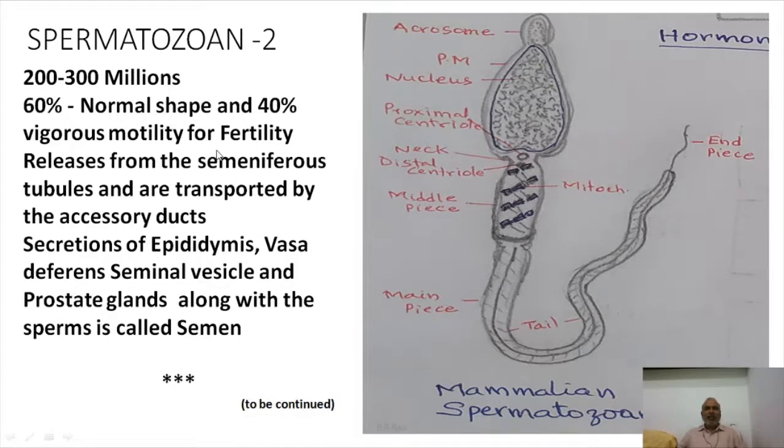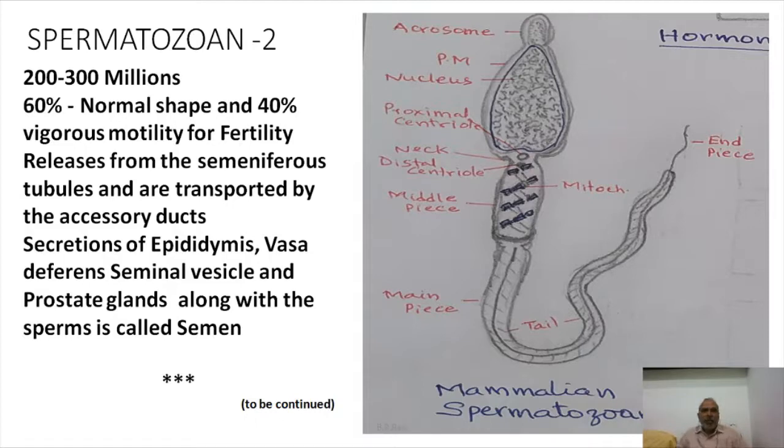These sperms are released along with certain other juices, and those juices come out from the seminal vesicles, the vasa deferens, the epididymis, and certain other glands like the prostate gland and the bulbourethral glands. All together they are mixed in a solution called semen, in which the sperms are there, and alkaline and acidic conditions are also there to make the sperm active.